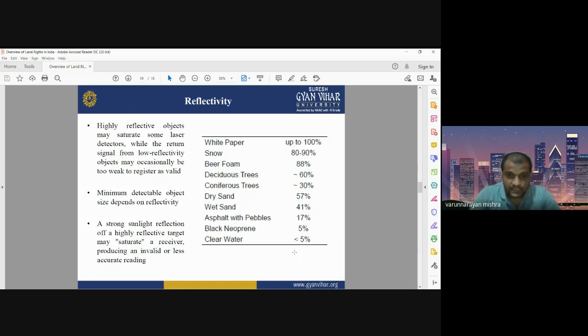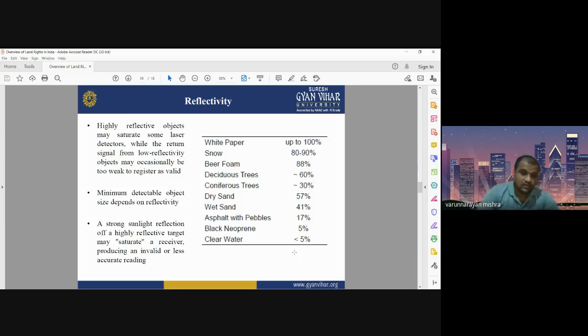Dry sand, if there is a sand area, will have 57% reflectivity, and wet sand has 41% reflectivity. If there are different kinds of trees when we are surveying over a forest area, we may have deciduous forest and coniferous forest. If there are deciduous trees in the forest, it may have 60% reflectivity. If there are coniferous trees in the forest, it may have 30% reflectivity.